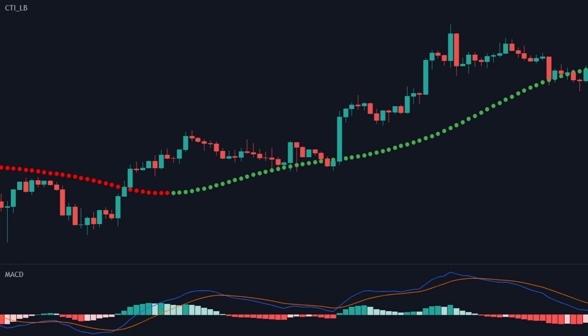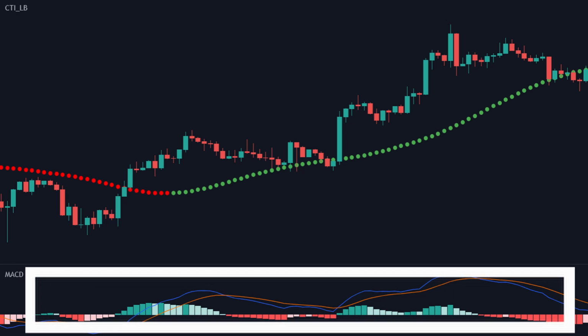As you can see, our chart now has 2 indicators. First, red and green dotted lines here are our Coral Trend indicator. The usage of this indicator is simple. When the color of line here is green, that means the market is in uptrend. But when the color is red, that means the market is downtrend.